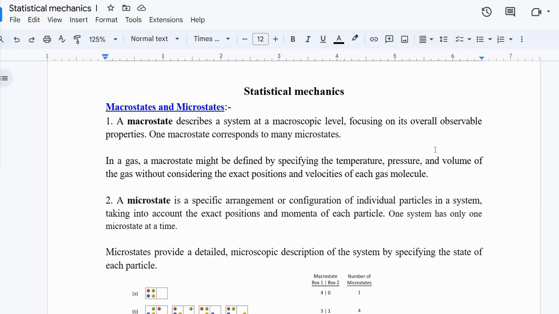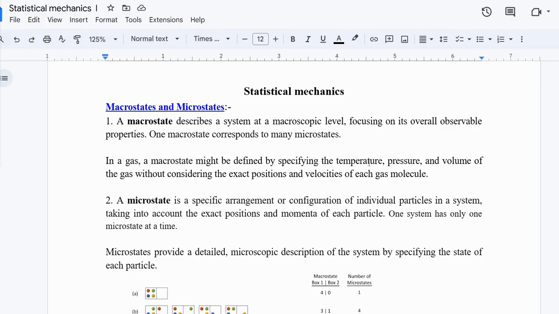So what is a macrostate? As the name suggests, a macrostate describes a system at a macroscopic level, focusing on its overall observable properties. The simplest example: if you have a gas in a macroscopic state, the properties can be defined as temperature, pressure, or volume. So this is the concept of macrostates.